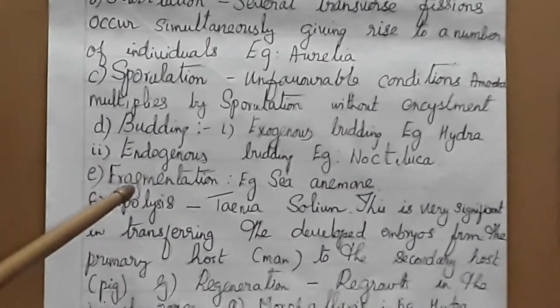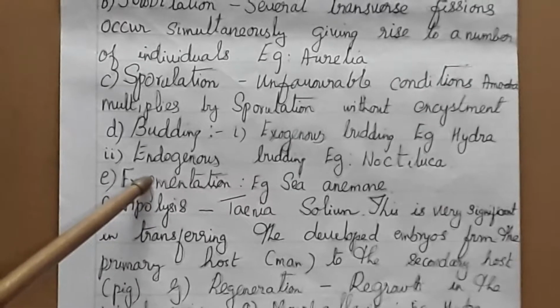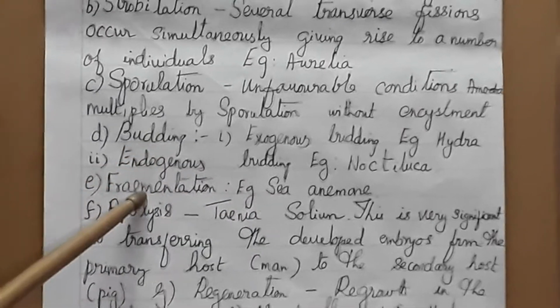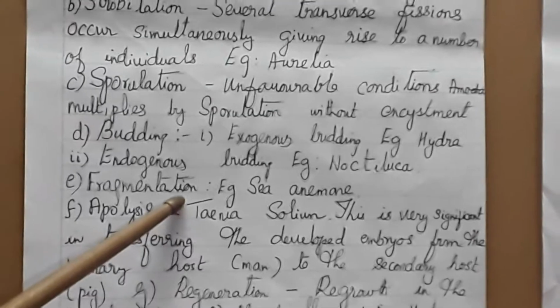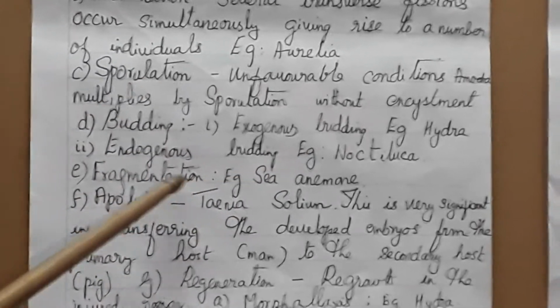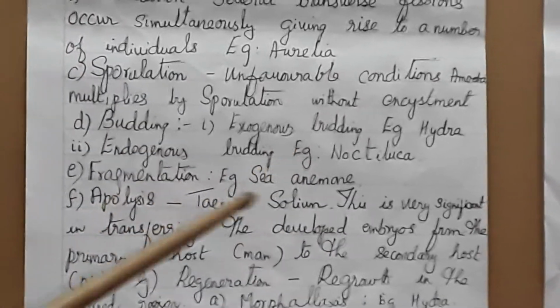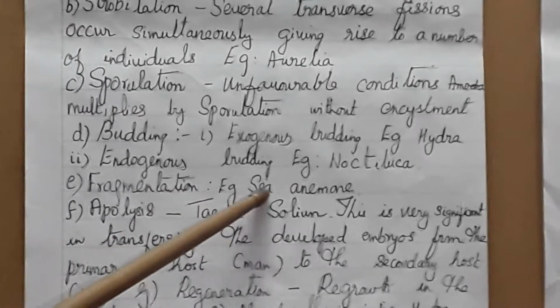The next type of reproduction is fragmentation. The animal's body is divided into many fragments. Each fragment develops into a separate individual. Example, sea anemone.